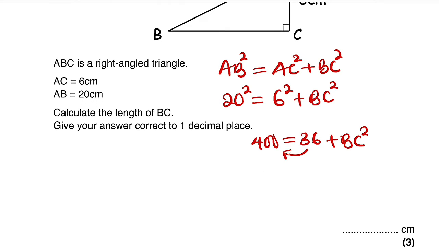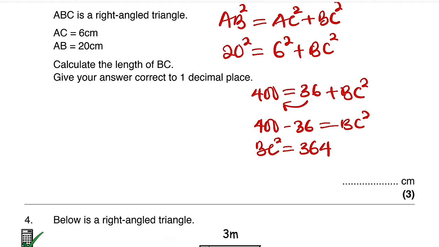You take this one to the left, it becomes negative. We have 400 minus 36 equal to BC squared. 400 minus 36 will give us 364. Therefore, BC squared is equal to 364. Then you take the square root of both sides. You have BC equals the square root of 364. And 364 is not a perfect square number. Therefore, you are not going to get a whole number.